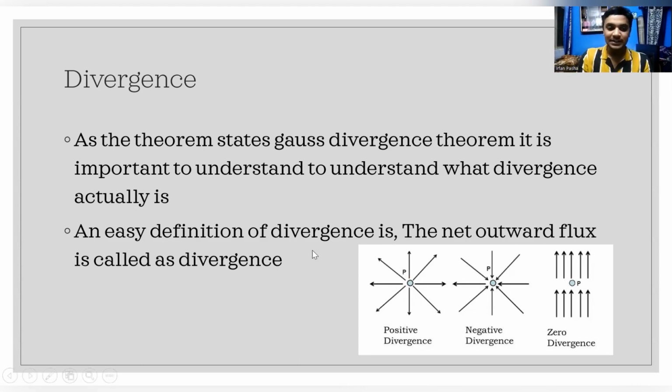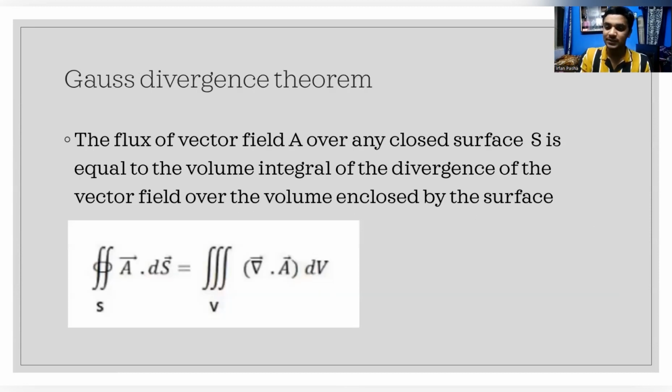As we read again, the definition of divergence is that the net outward flux is called divergence. Moving on to the next.